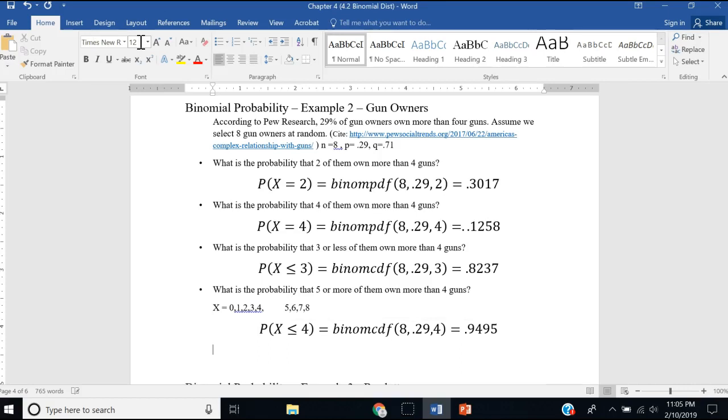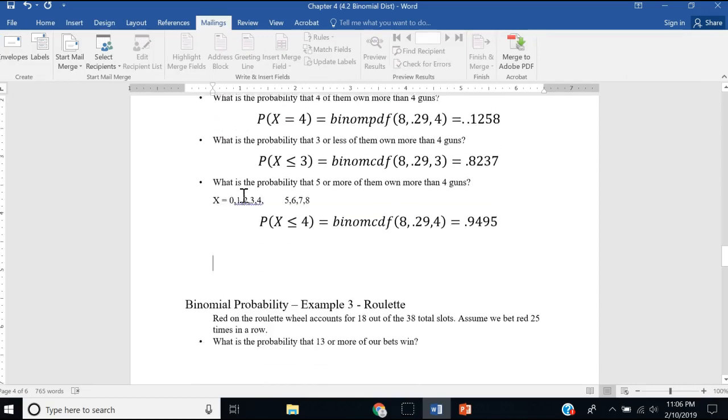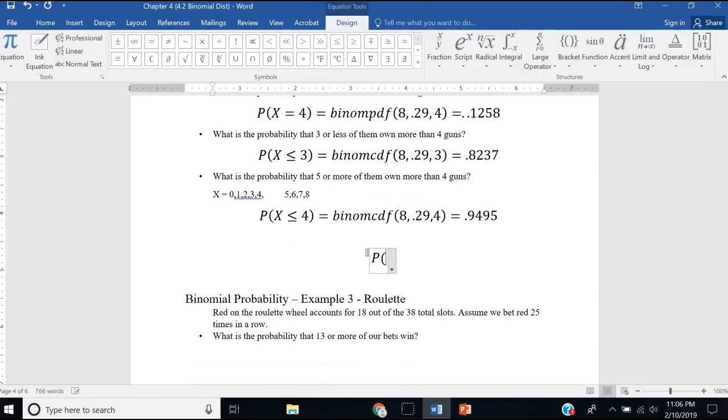So when we're trying to find the probability that x is greater than or equal to 5, we just take 1 minus that number, and we end up with 0.0505. So the probability that 5 or more own more than 4 guns is fairly rare. It's about 5% of the time. But 3 or less own more than 4 guns, that's a pretty common occurrence, 0.82, right? 82% of the time. That's a pretty common occurrence.